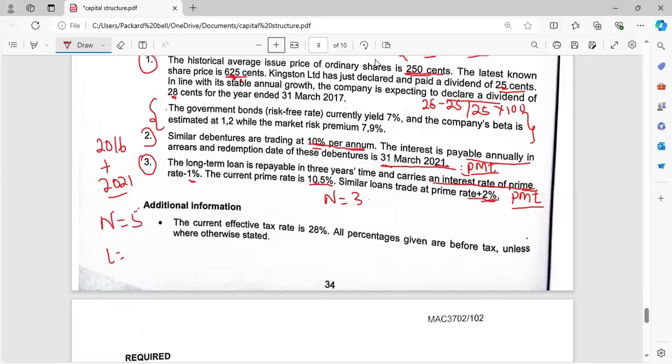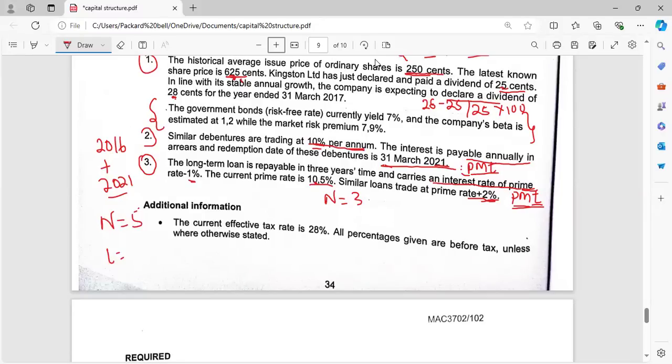So don't confuse these two percentages, the one for PMT and the one to apply in the present value. The one that the loan came with from the bank, you are going to use it to calculate PMT, and always know it's going to be after tax. All PMTs, all percentages must be after tax. So that's basically here on debentures and long-term loan.